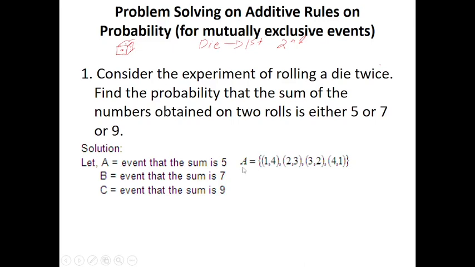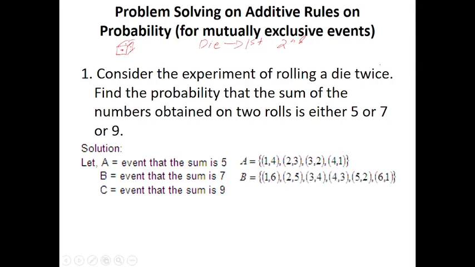So for A, sulat natin lang lahat ng possible outcomes. Sa first toss, lilitaw ay 1. Sa second toss, lilitaw ay 4. Okay? Ito yung first possible outcome para sa event A, that the sum is 5. Another possible outcome, 2 yung sa first toss, 3 yung sa second toss. Another possible outcome, 3 yung sa first toss, 2 yung sa second toss. Another possible outcome, 4 yung sa first toss, okay, 1 yung sa second toss.